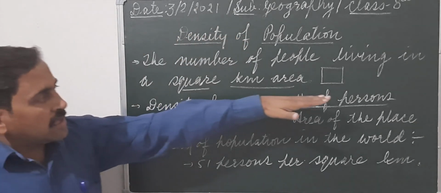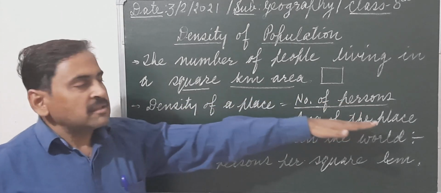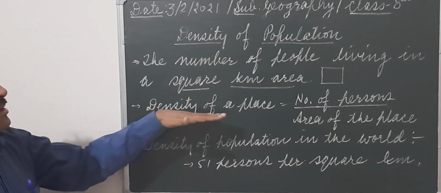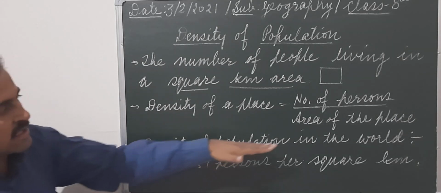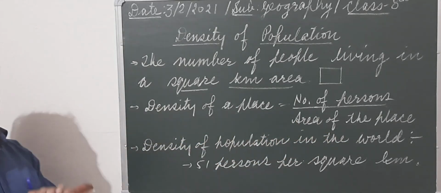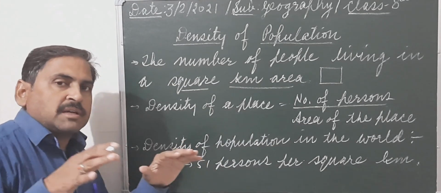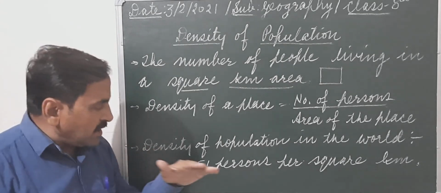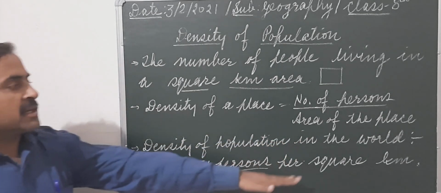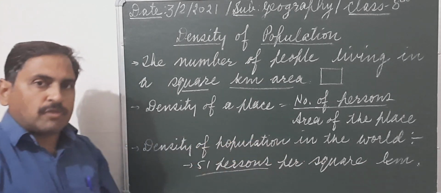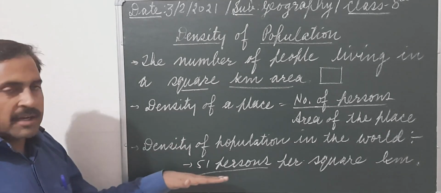When we divide the number of persons living in an area by the area of that place, we find the density of a place. The density of population in the world. Suppose we distribute the people of the world equally all over the surface of the earth available to us, then the density will be only 51 persons per square kilometer. It means that in every square kilometer there will be 51 people.